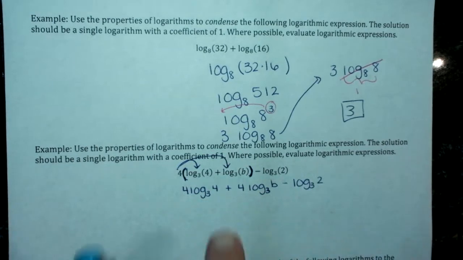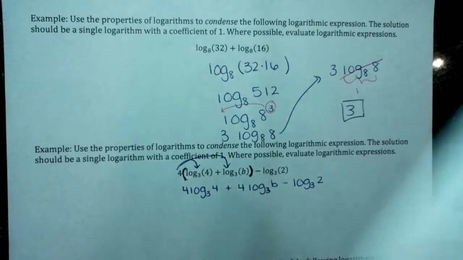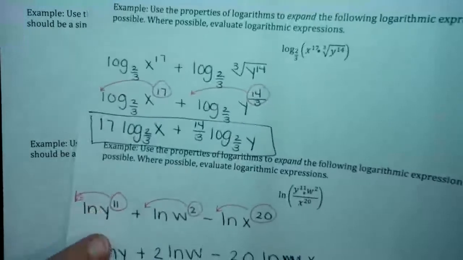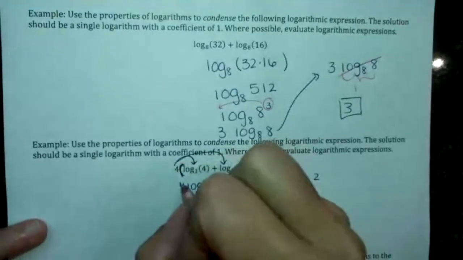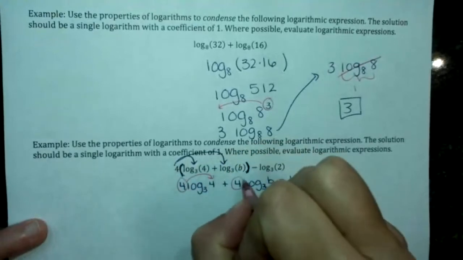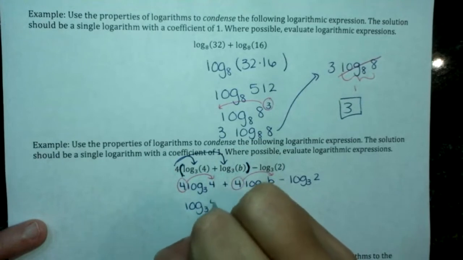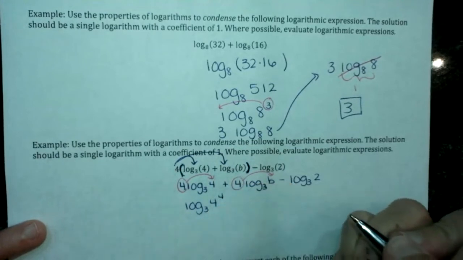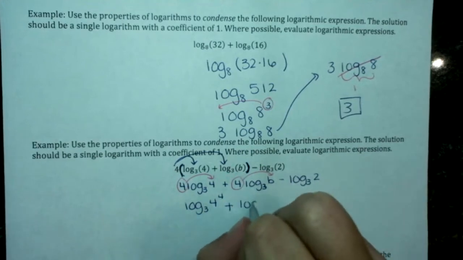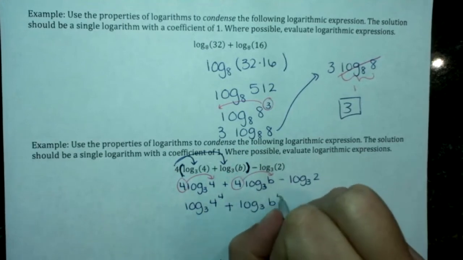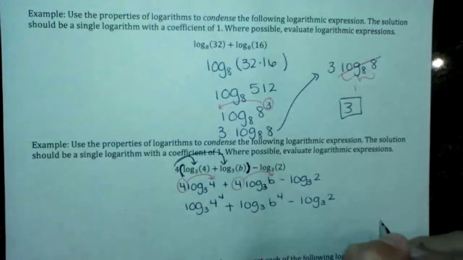All right, working backwards. Remember that coefficient is 1. So before, what we did was the exponents came down out front. Now we're working backwards, so instead of being out front, we're going to put them back up as exponents. So I have log base 3 of 4 to the 4th plus log base 3 of b to the 4th minus log base 3 of 2.